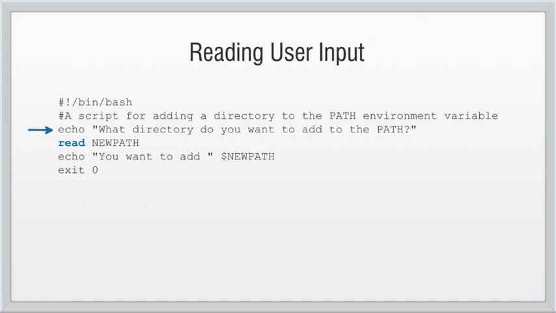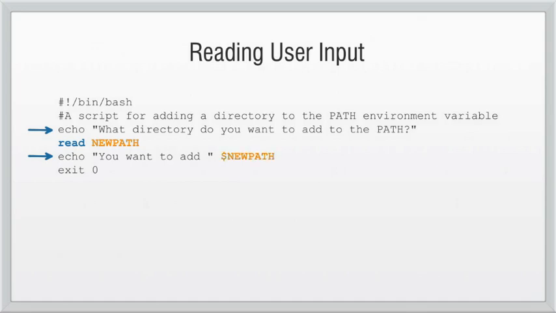Then when the user presses the enter key, whatever value he or she typed is assigned to the variable here named new path. Then once that variable is stored in memory, we use the echo command a second time to display the value that they entered. We say you want to add, and then we reference the new path variable.